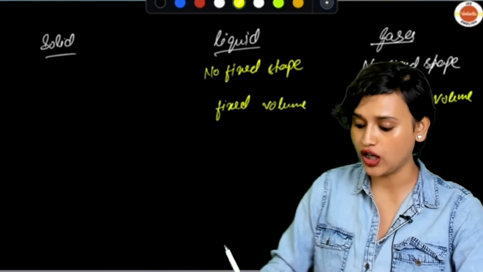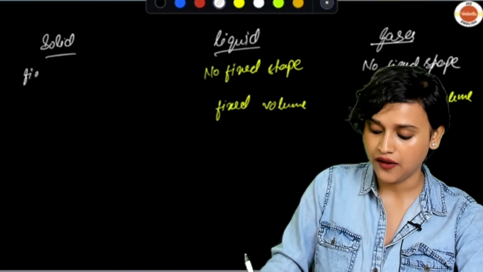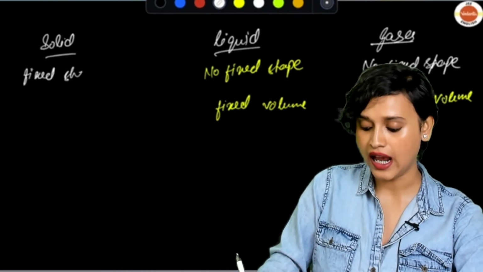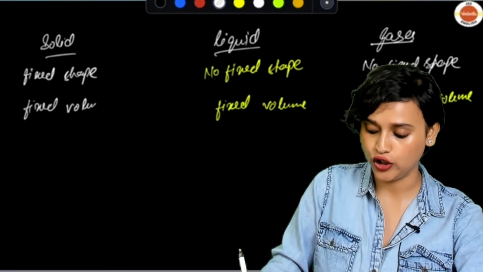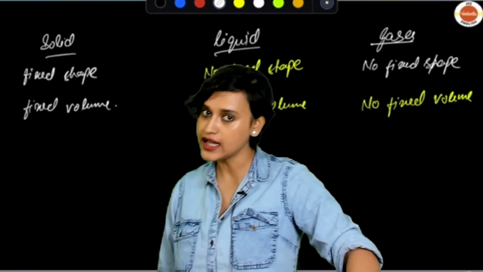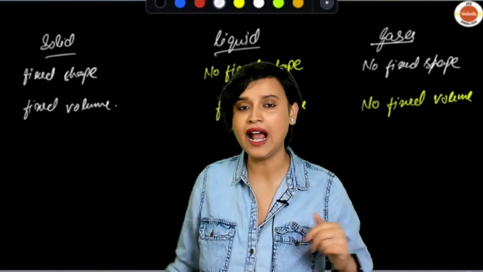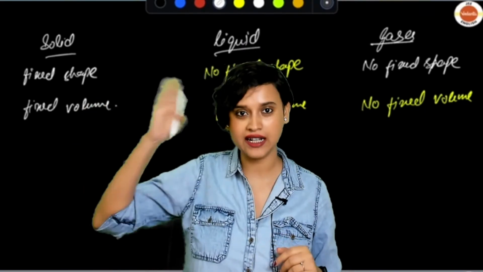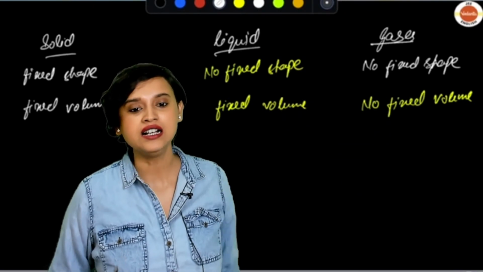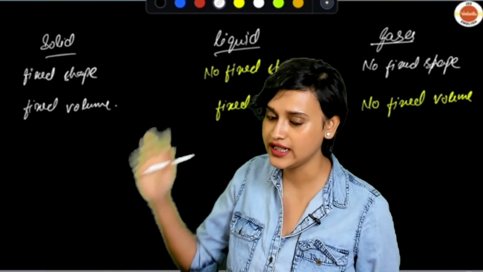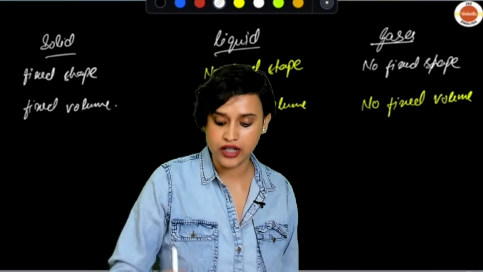Now, when we come to solids, we very well know that solids have fixed shape as well as, my dear students, fixed volume. Correct? Yes, everybody. So do we focus on solid and liquid? Not at all. We are going to focus only on this part, that is our gaseous state. Yes, we are only going to talk about the gaseous state. Now, when we talk about the gaseous state, right?